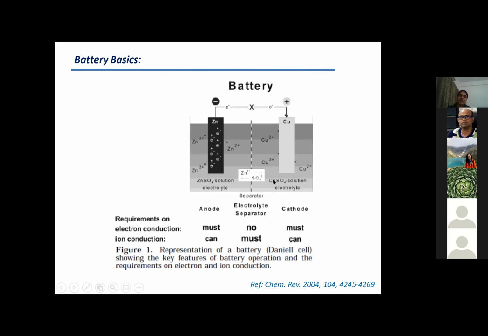The second feature that we can predict should be there. The second part is ion conduction. Ion conduction in the anode and cathode may or may not be there, it is not a must requirement. But on the other hand, the separator should have ion conduction. So that is an important point. We should remember that for the battery part.